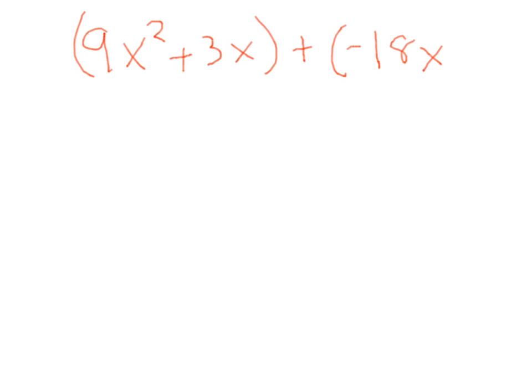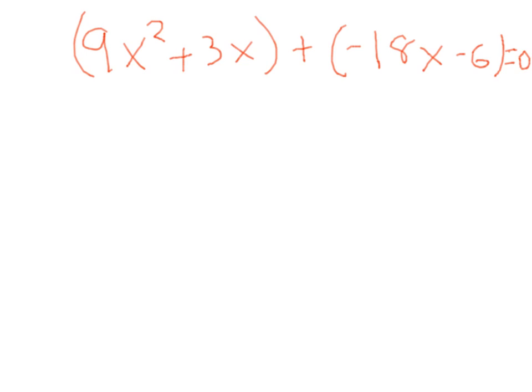Alright, so for the next part of the equation, we're going to be doing 9x squared plus 3x plus a negative 18x minus 6, and this is still going to be equal to 0. Alright, we have to keep that 0 there. It'll be there for the rest of the equation. So we're going to do 9x squared plus 3x.